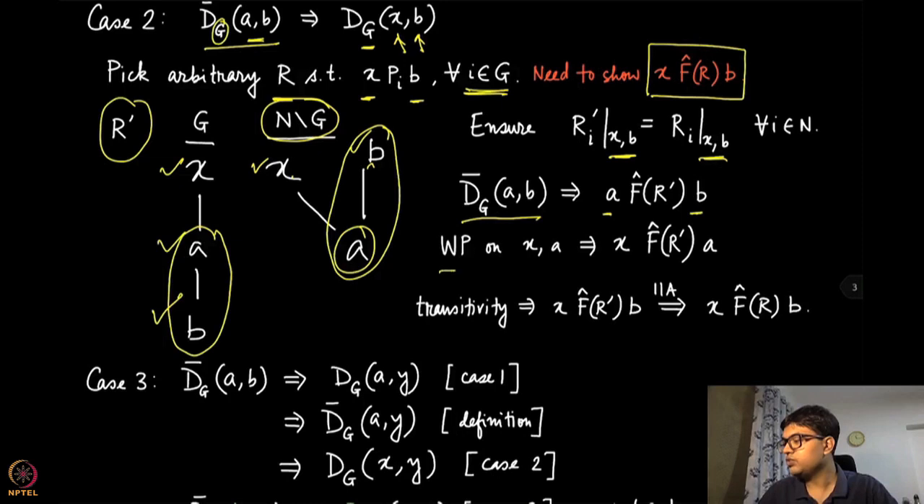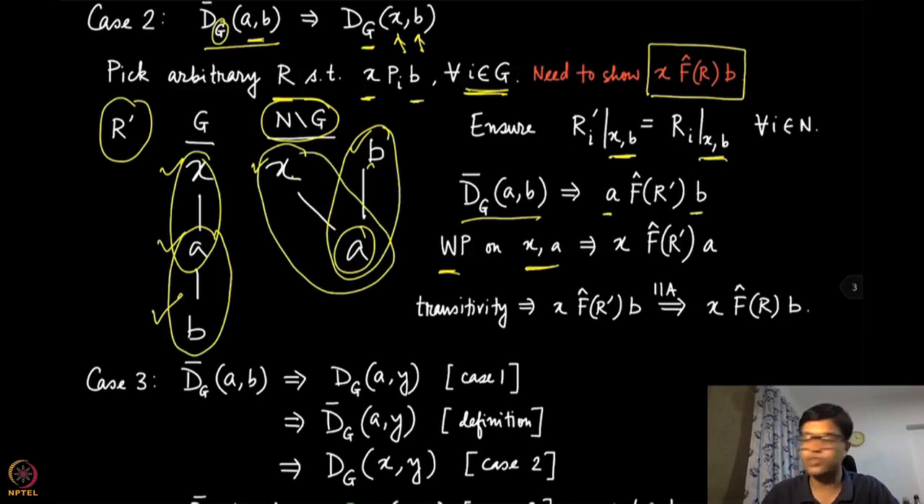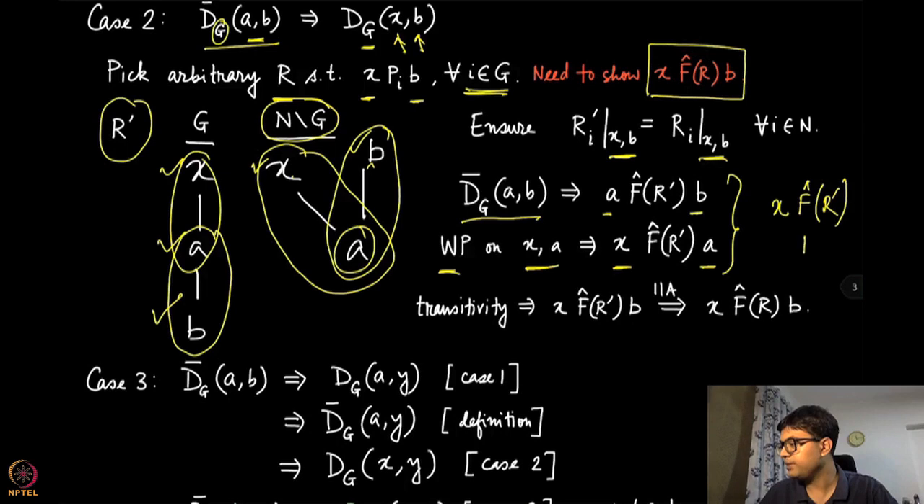Now, using weak Pareto between X and A, because X and A have the same ordering for all the agents, so everybody is actually preferring X over A, weak Pareto says that X should be above A. Now we are again going to use transitivity between these two things, and we get that X is strictly more preferred in F of R prime than B.